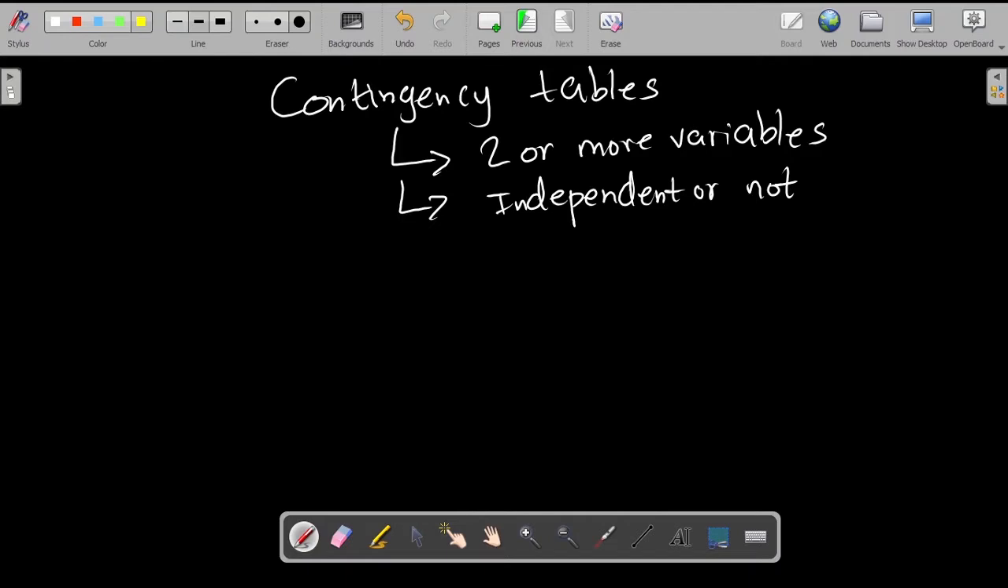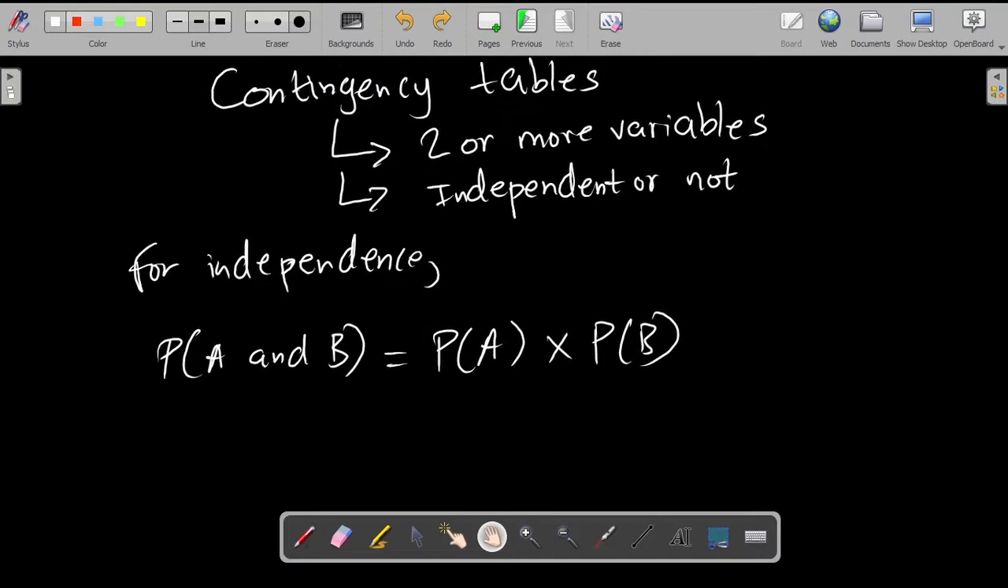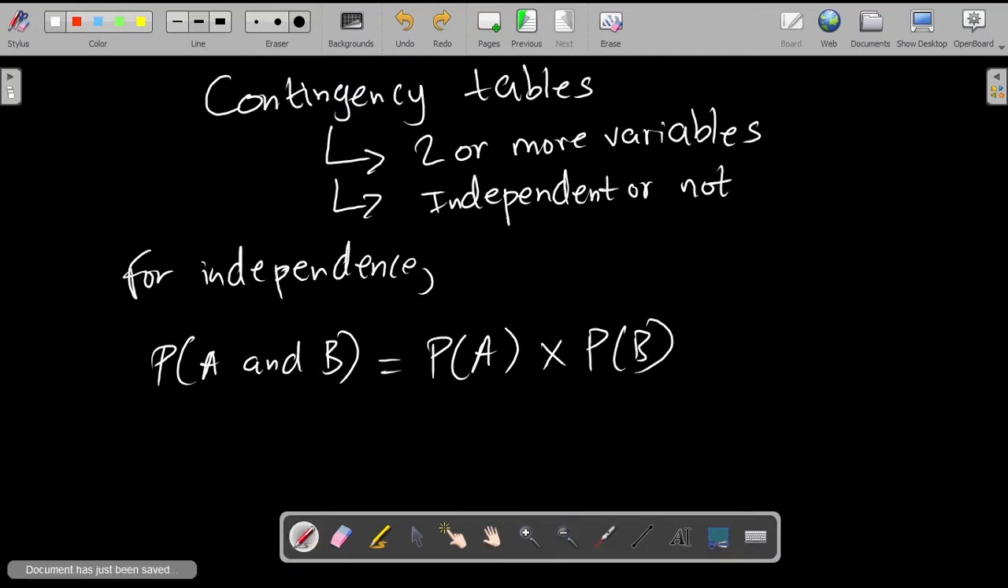true. But in a mathematical sense, we want to check for independence using something which we previously discussed in a previous video, which I'll link on the top right. And for independence, the intersection of variables, let's say for example A and B, should be equal to the product of the probabilities of each of the variables. But now we want to look at this in a tabular form, but the same principle applies.